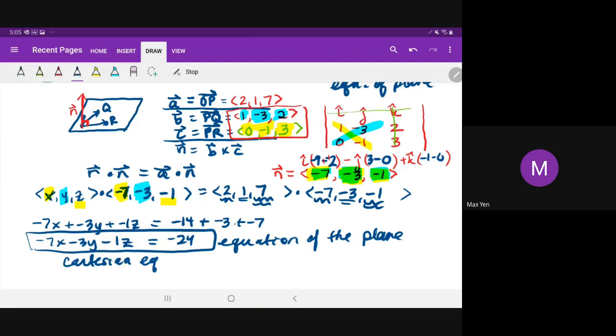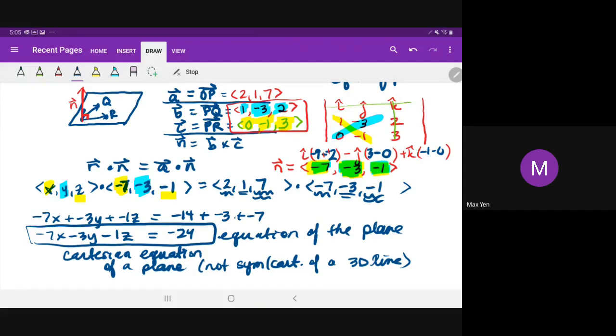Now, we had another Cartesian equation, but that one was a line. This one's not a line. This one's a plane. So this is the Cartesian equation of a plane, not the symmetric Cartesian equation of a 3D line. Sometimes people get those confused on the test, but you don't have to take a test, so it's nice. You get to learn cool stuff without taking a test.